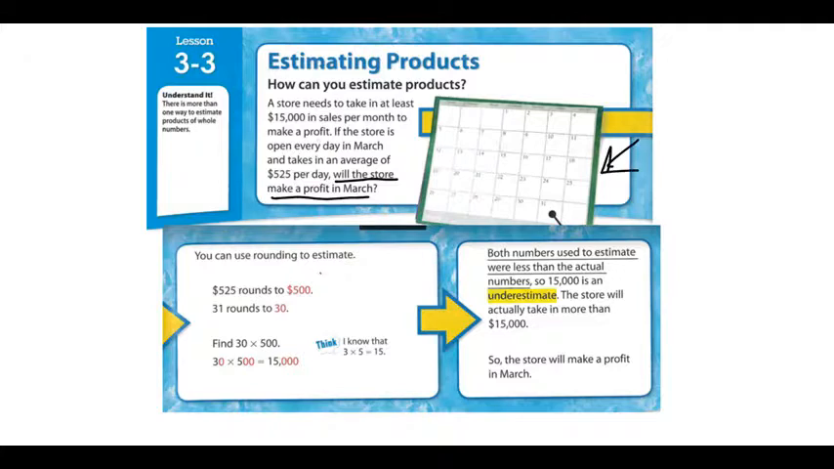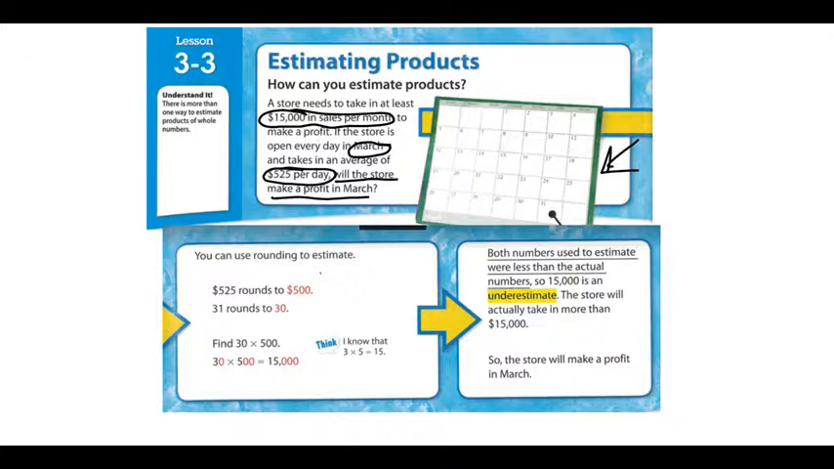So let's circle the important information. We know that a store needs to take in at least $15,000 in sales per month. So I'm going to circle that to make a profit. If the store is open every day in March, okay, I'm going to circle that too. So we know we have to think about how many days are in a month or in March, and takes in an average of $525 per day. Okay, that information is going to help us find the answer to the question. Will the store make a profit in March?